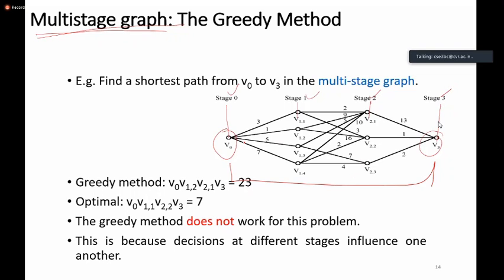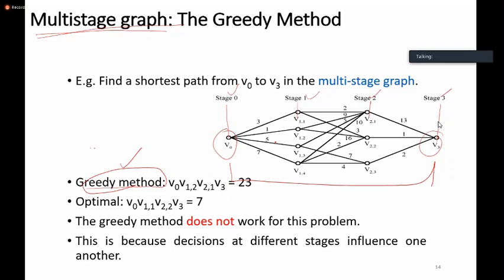Stage 0, stage 1, stage 2, stage 3. Okay. Now I want to calculate from stage 0 to stage 3 the minimum distance. Not distance in the sense of anything you can calculate, but the minimum distance between V0 and V3 I have to calculate. In this case, I'm applying the greedy method here. Now what happens?